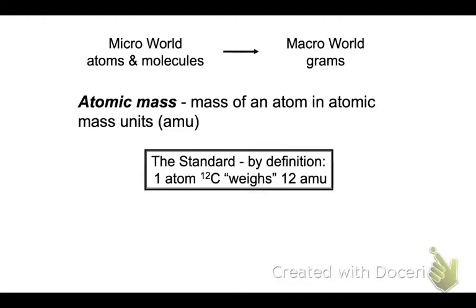By definition, we decided that one atom of carbon-12 weighs 12 atomic mass units, and we use this as a standard to know what other atoms weigh in comparison. So for example, one hydrogen atom turns out to be 1.008 atomic mass units on average.